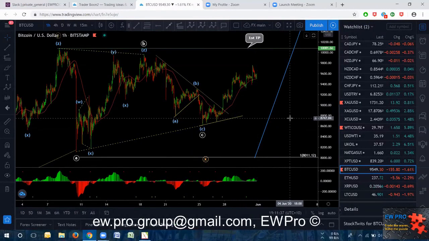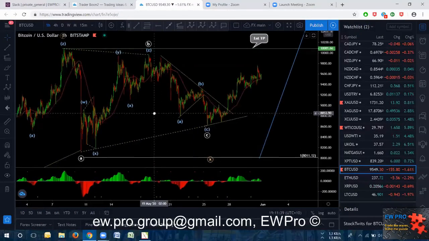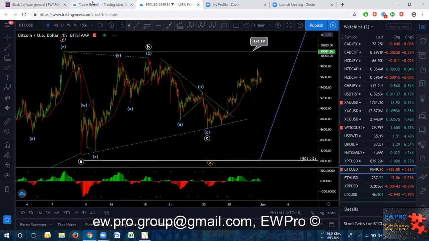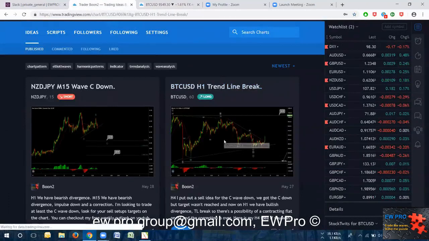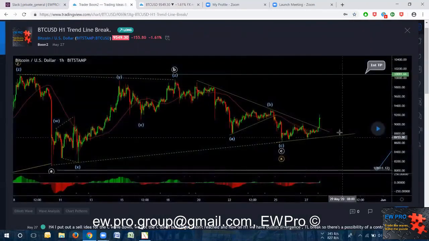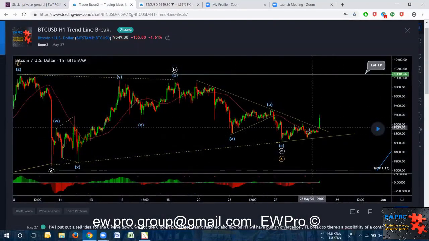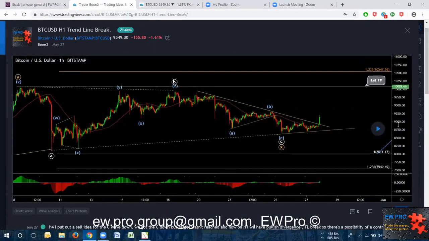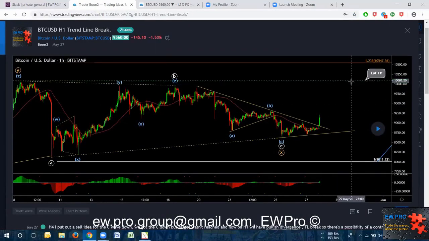I'll start with Bitcoin. I put out an idea on TradingView on Wednesday, I think it was. We got this trend line break here, and I was looking for the buy first target up here.